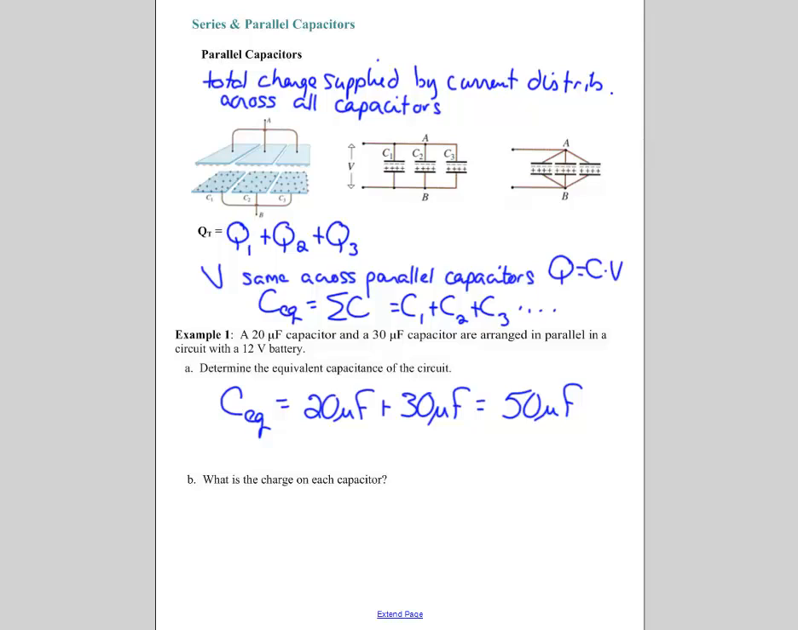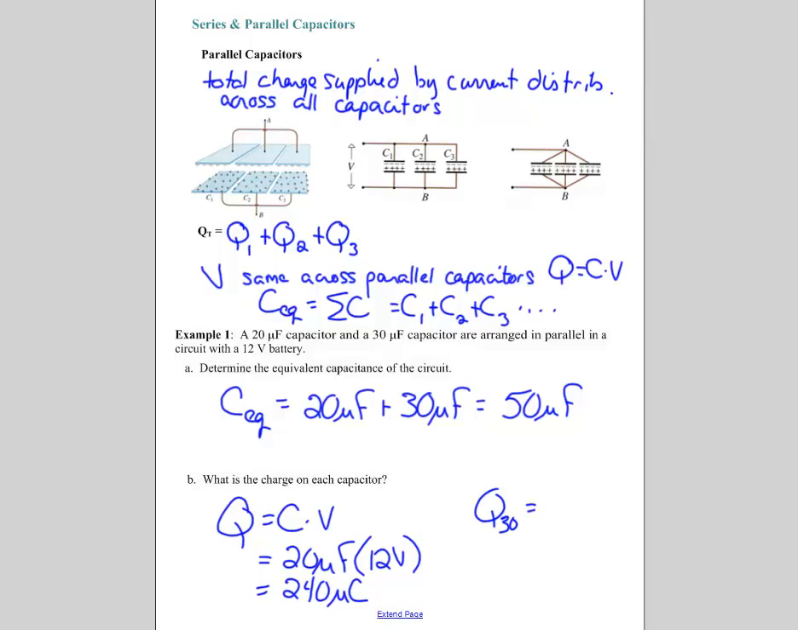Well, from our equation from the last unit, charge is equal to capacitance times voltage. So the charge for the 20 microfarad capacitor is 20 microfarads times the 12 volts, and we get 240 microcoulombs. The charge for the 30 microfarad capacitor is going to be 30 microfarads times the 12 volt power supply, and so we get 360 microcoulombs.